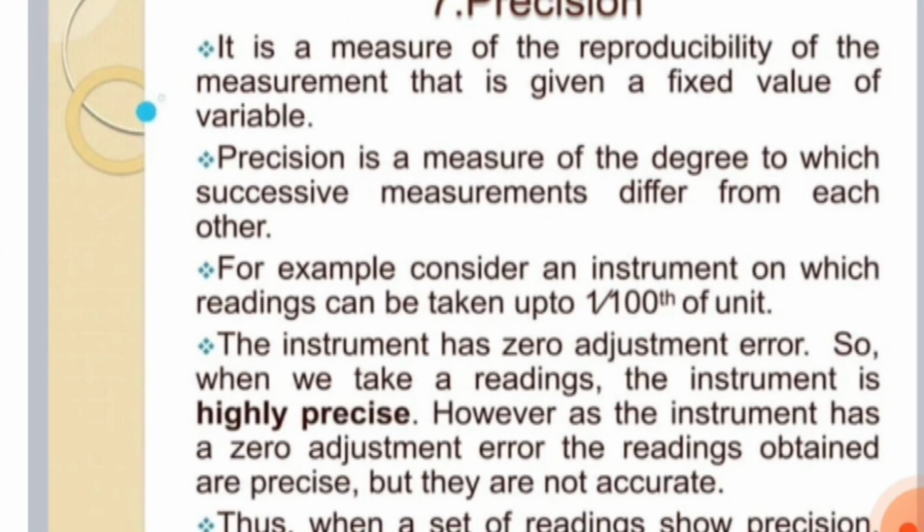Precision. It is a measure of the reproducibility of measurement given a fixed value of the variable. Precision is a measure of the degree to which successive measurements differ from each other. For example, consider an instrument which can be read up to 1. The instrument has a zero adjustment error, so when we take readings, the instrument is highly precise.